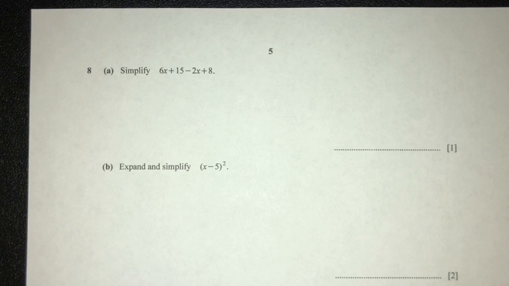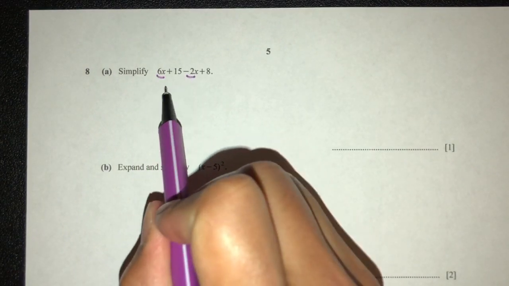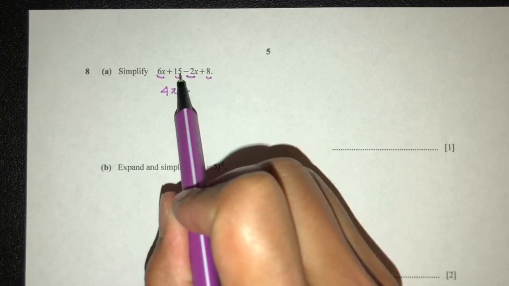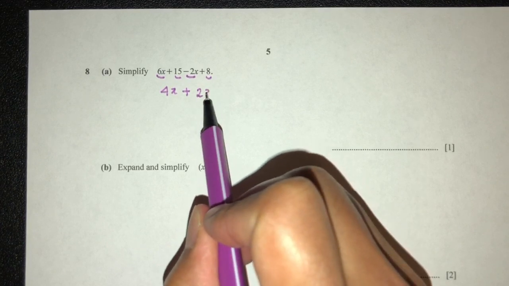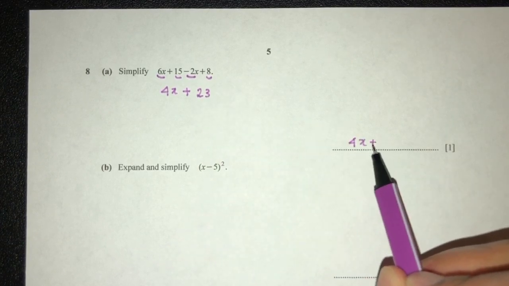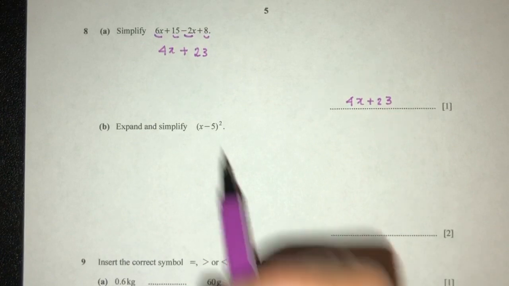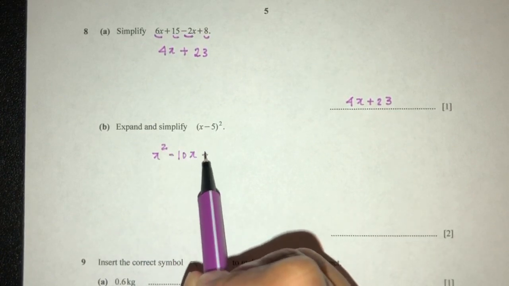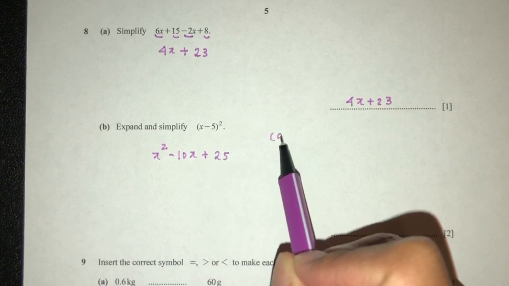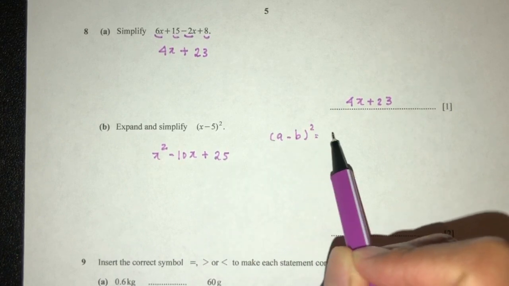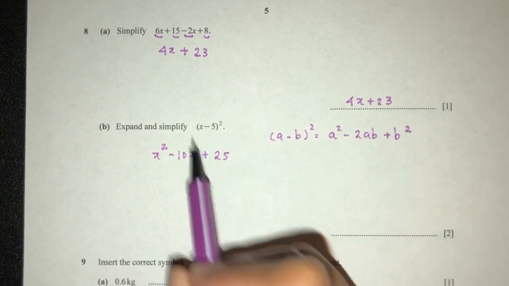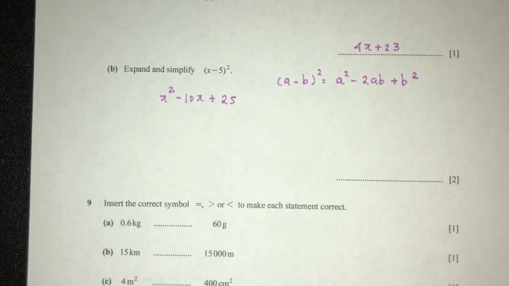Let's move on to question number 8. Here we have to simplify this one. So this plus this, minus this actually, that will be 4x. 15 plus 8 will be what? That will be 23. So 4x plus 23. Now for part B, we have to expand. Pretty easy. That will be x squared minus 10x plus 25. Because we have to know that if you have a minus b squared, that will be a squared minus 2ab plus b squared. In the same way, this will become this. Okay, and that will be question 8.